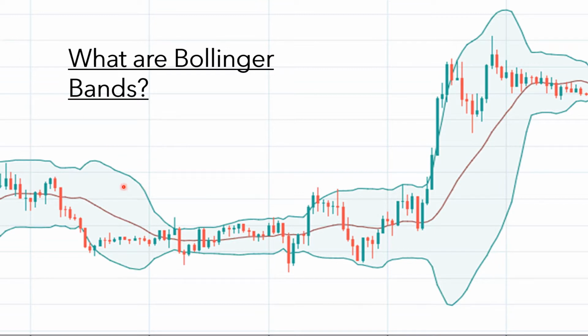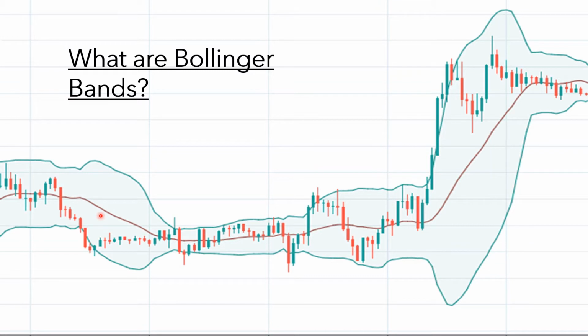Bollinger Bands look like this. They are displayed over the price and they are a chart overlay indicator. As you can see, they have an upper band, a middle line, and a lower band. The middle line is the moving average, and it is usually the 20-period moving average. The upper and lower bands are often 2 standard deviations away from the moving average.